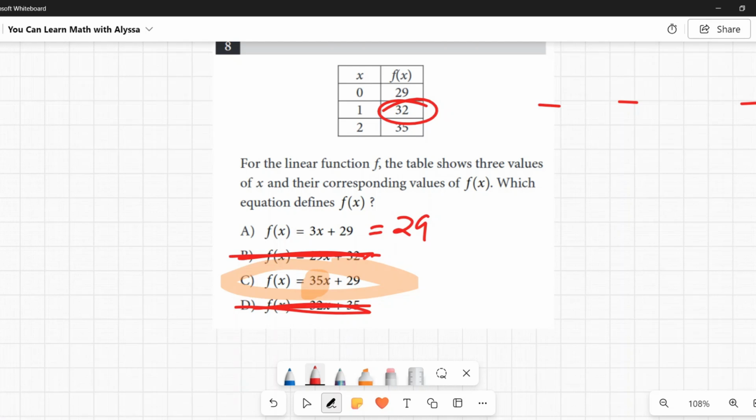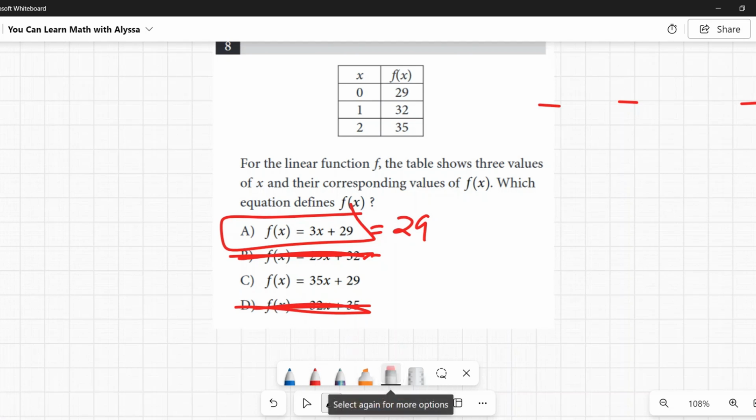No. See, you don't even, it's right there. That's it. If you want to go ahead and put those in, you absolutely can. You plug in 1 for x. 1 times 3 is 3, plus 29 is 32. Plug in 2 for x. 2 times 3 is 6, plus 29 is 35. You can if you want to.